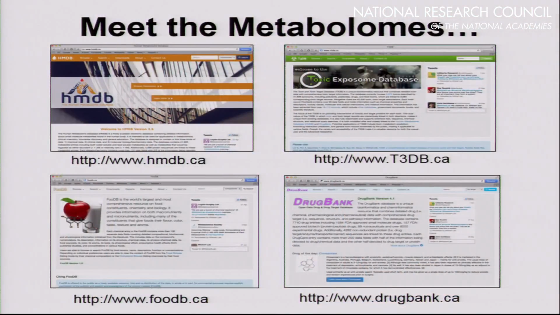All of this, as I said, is online. We maintain these websites at the University of Alberta and are updating them almost daily. They're widely used. Drug Bank gets about 10 million hits a year. HMDB about 4 million hits a year.